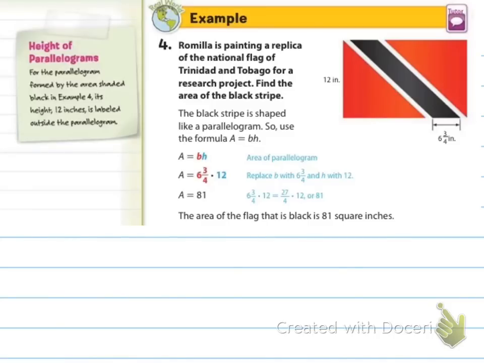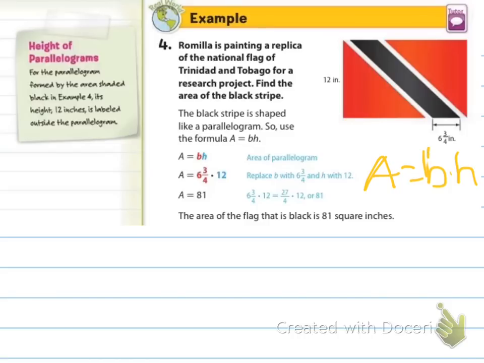So for example number 4, it says Ramilla is painting a replica of the national flag of Trinidad and Tobago for a research project. Find the area of the black stripe. The black stripe is shaped like a parallelogram, so use the formula A equals base times height. Remember, we always start with our formula. Please get used to doing that. I know it seems like an extra thing that you have to write, but it's well worth it to be able to quickly plug in what you need to know.